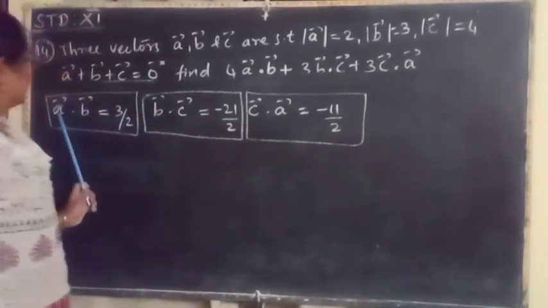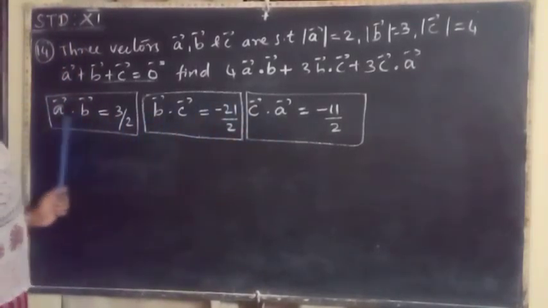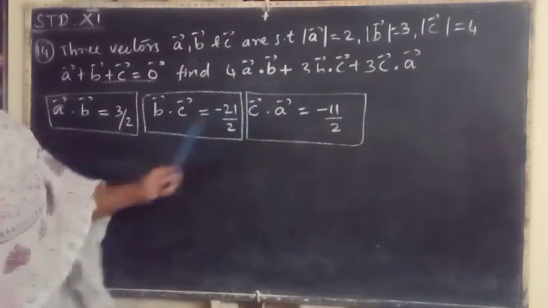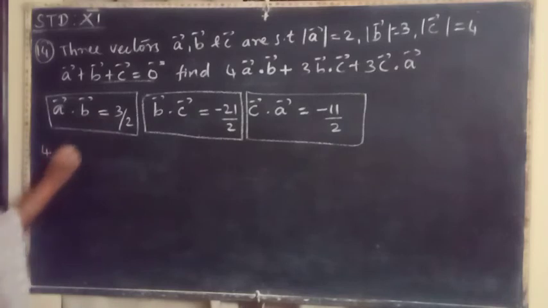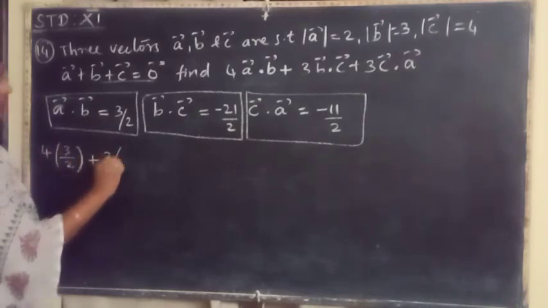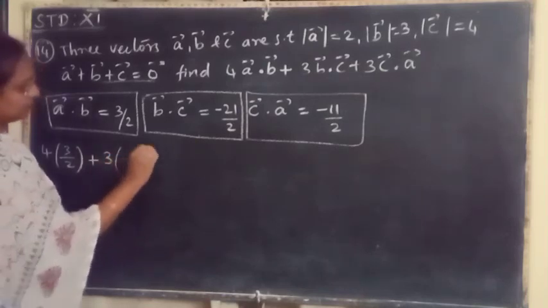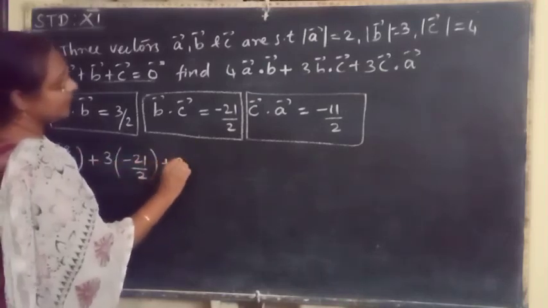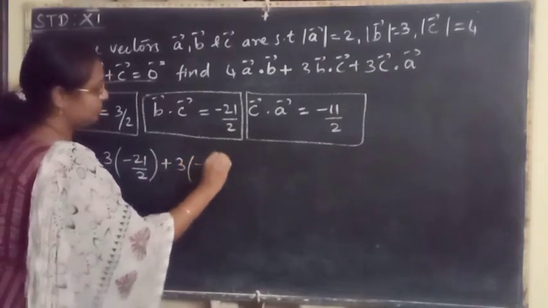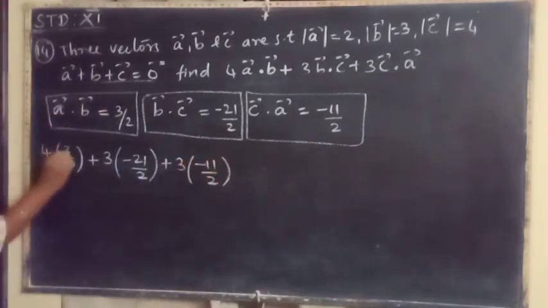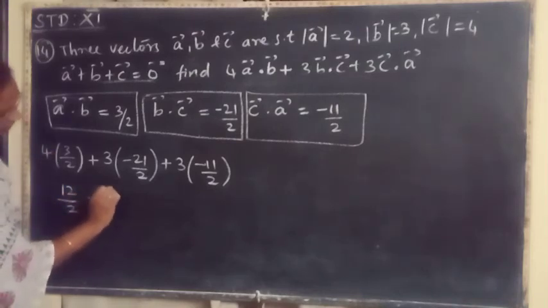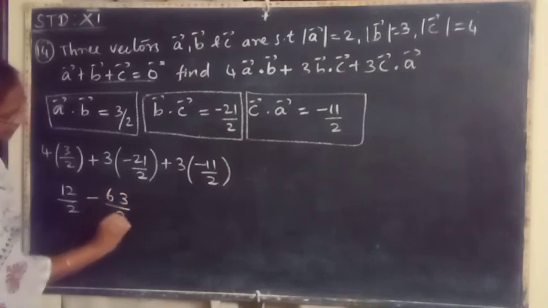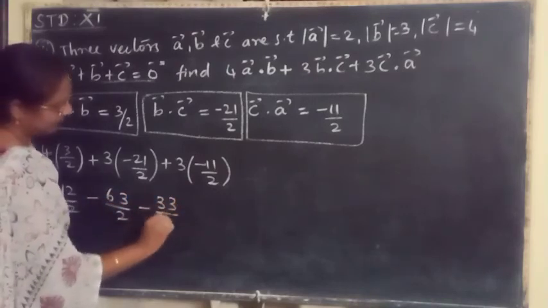So now look into this. I have finalized and written the values: a dot b, b dot c and c dot a. I am going to substitute here. So 4 into, what is the value now? 3 divided by 2. Yes, plus 3 into minus 21 by 2. Yes or no? Next, plus 3 into minus 11 by 2. So we are going to simplify this. So 4 3s are 12 by 2 minus 63 divided by 2 minus 33 divided by 2.